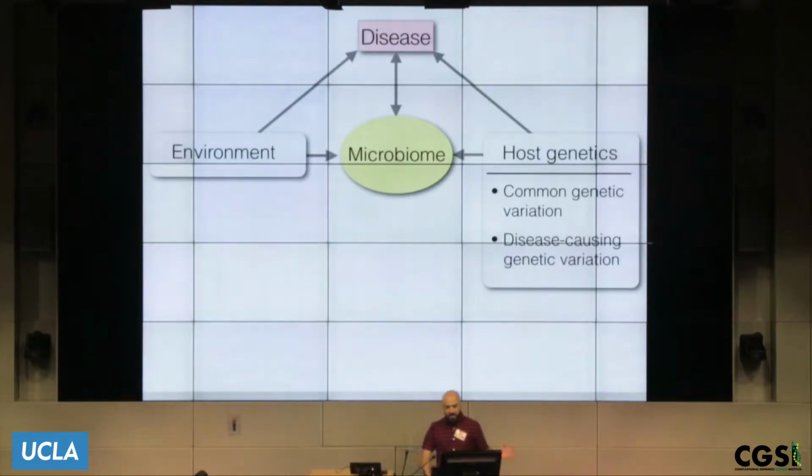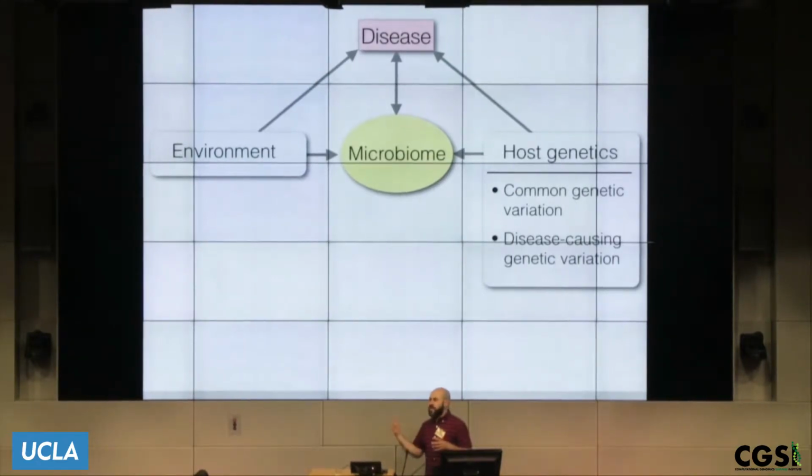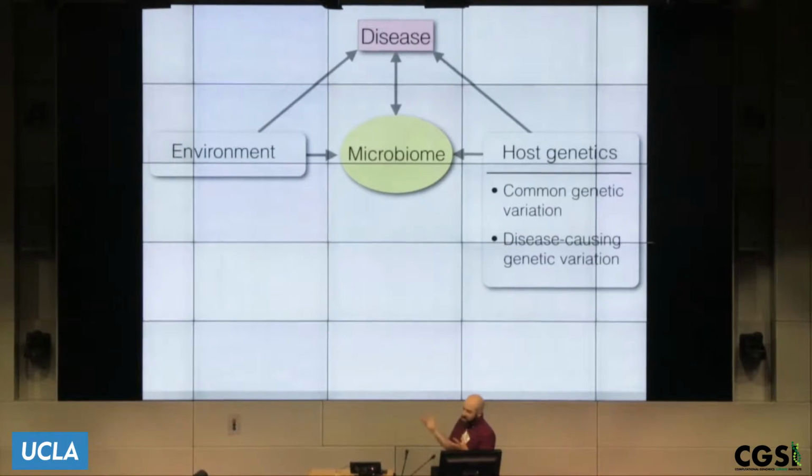And then on the other side, we have environment. As a population geneticist, I'm looking at the microbiome as a quantitative trait, and I can look at variation in the microbiome and separate it into variation that's due to host genetics and environment rather than everything else.